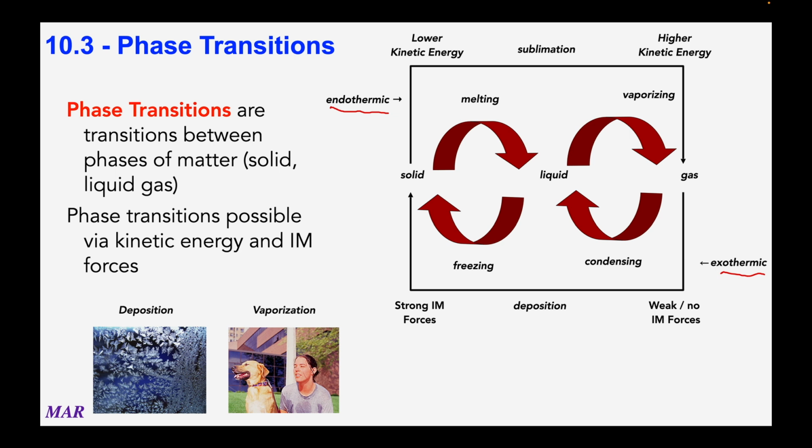So the ones on the left are lowest kinetic energy. It also has the strongest intermolecular forces. And of course, that's solids. On the other hand, gases have the highest kinetic energy and almost no intermolecular forces. They're so independent of each other. So knowing how this all comes together, we can start figuring it out.